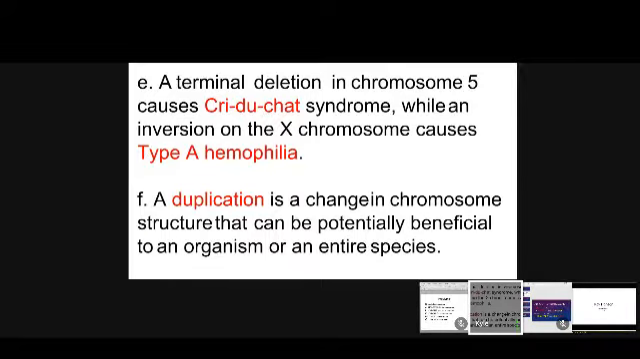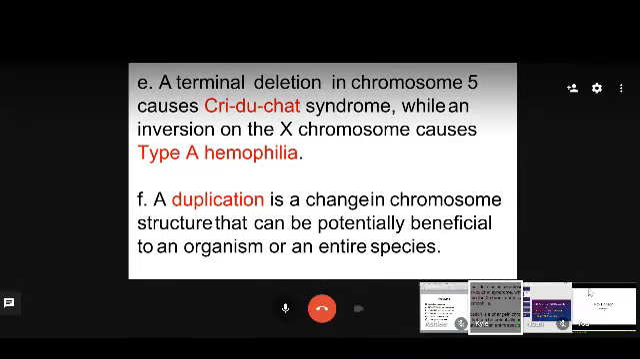A duplication for part F is a change in chromosome structure that can be potentially beneficial to an organism or entire species. An example of this would be the gene duplication in the globin family of genes, and now they can produce a lot of genetic variability and result in evolution that benefits that family of genes.